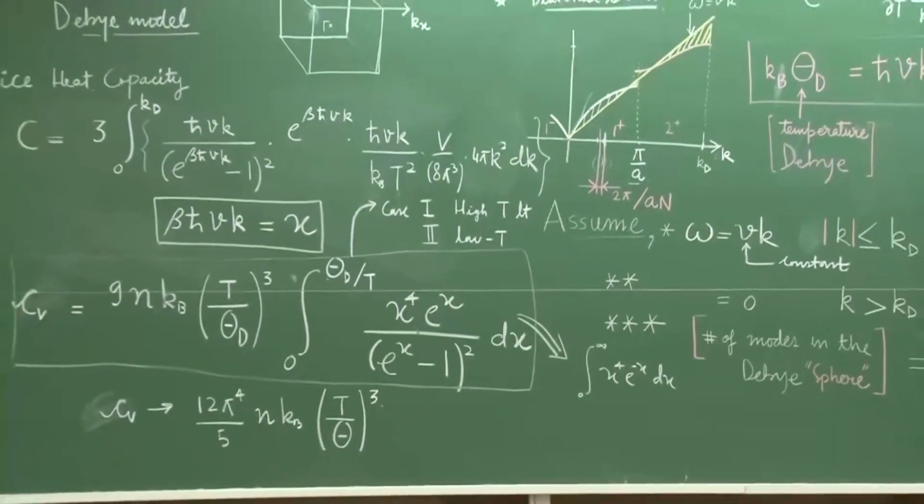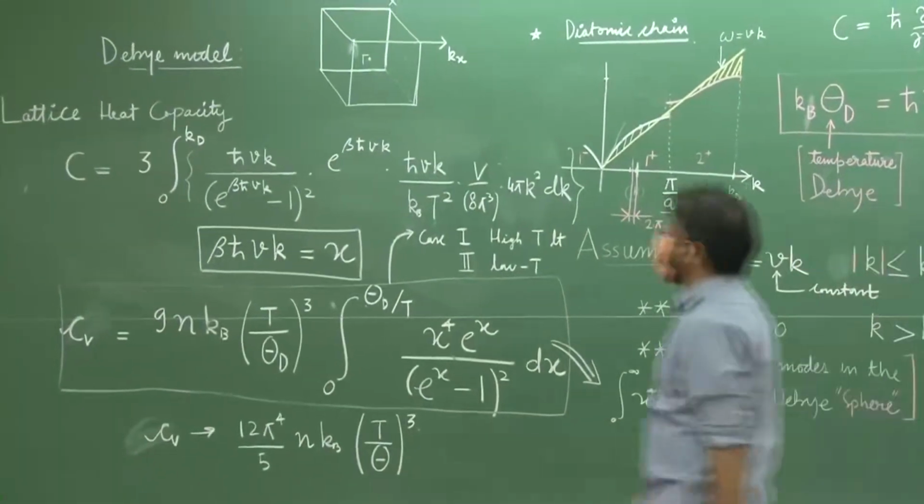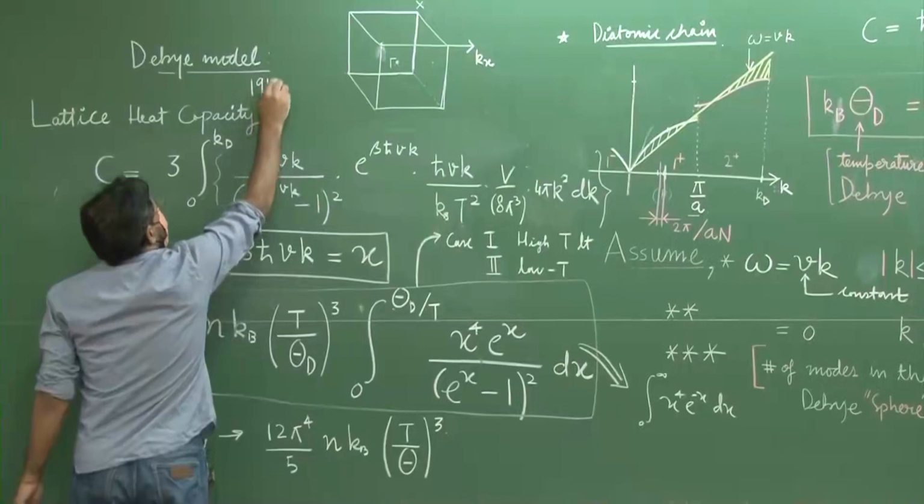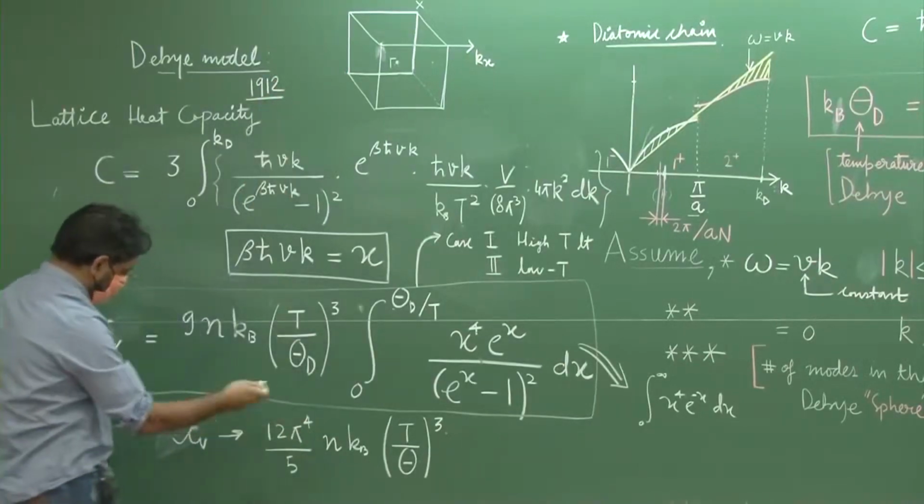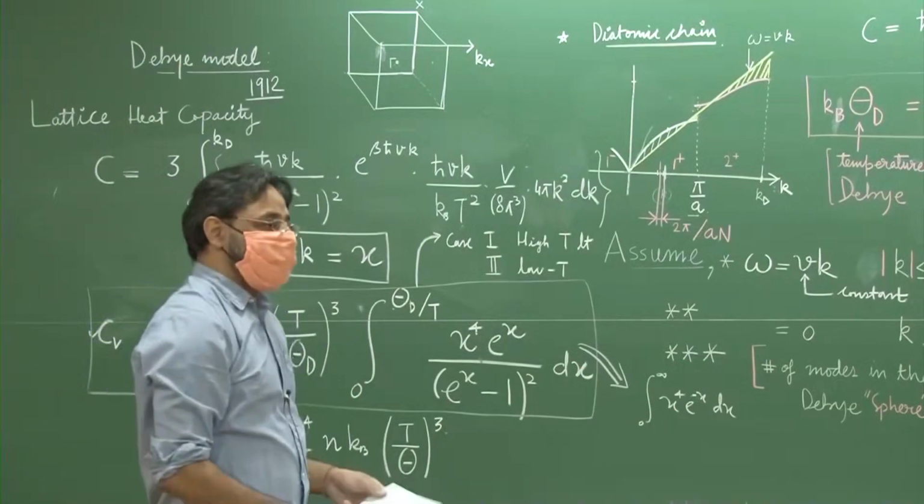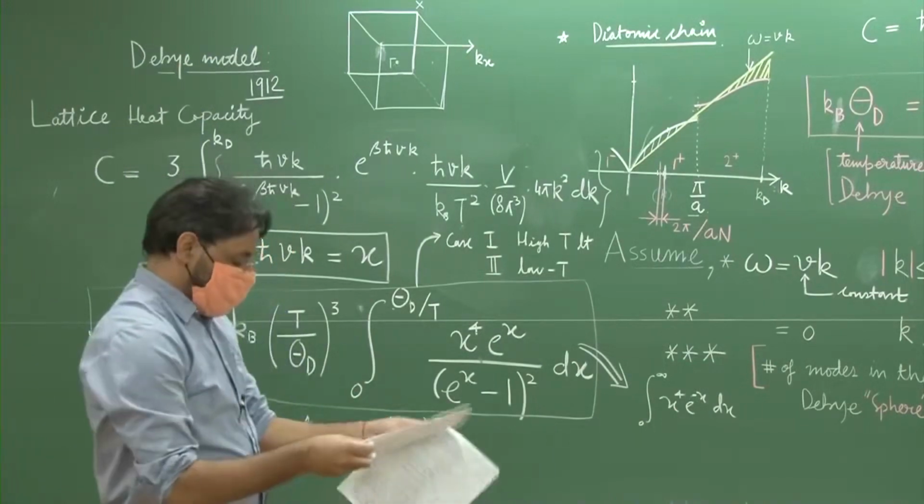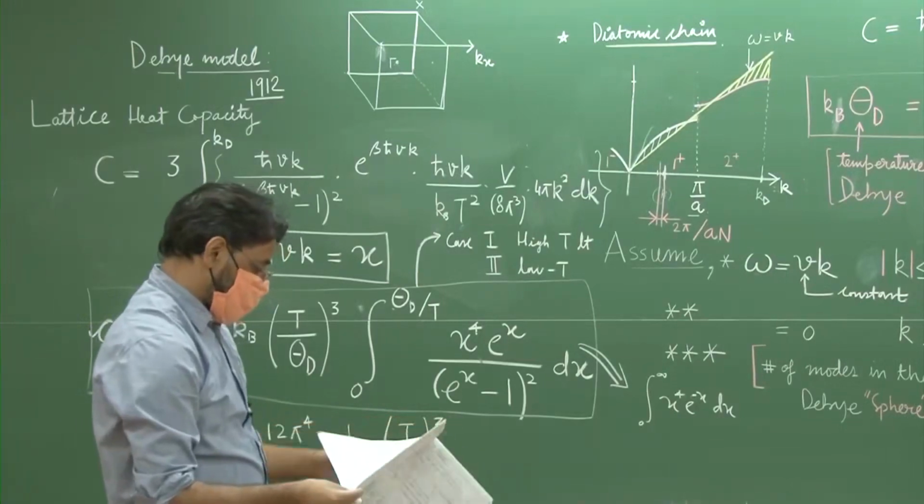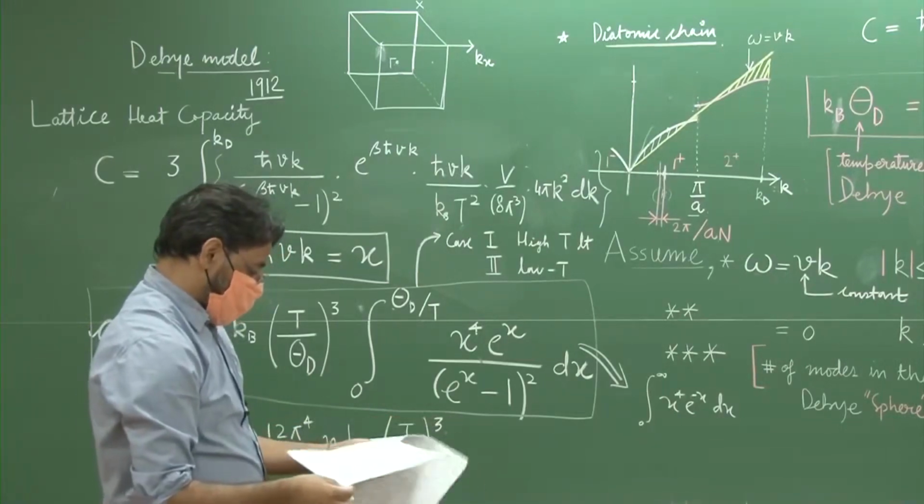But now go back to 1912 when Debye did it, and he said that look, the specific heat at low temperature goes as T cube. Okay. So similarly for high temperatures, I will not go into that. If you want, I can send you the notes.